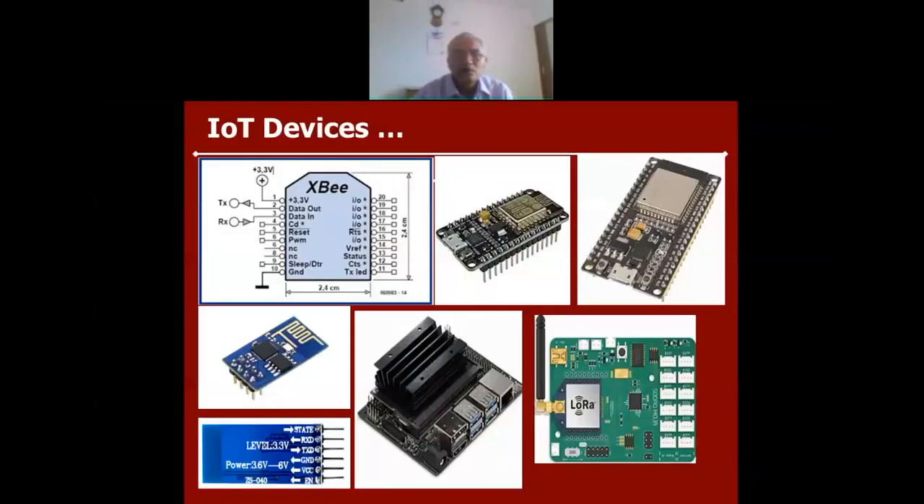These are a few more IoT devices, like this Zigbee module I was talking about. If you are interested in communicating the data locally within a range of 100 meters, then Zigbee is a good option.